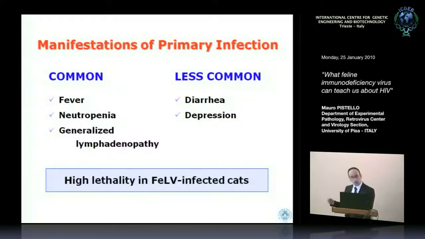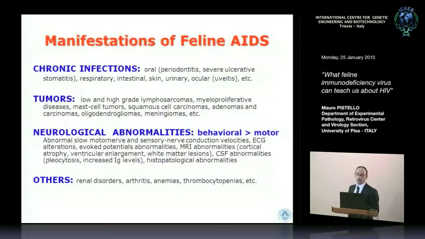But again, if the animals are able to recover, they stay well for a while until they arrive at feline AIDS. This occurs in about 30-40% of the animals living in nature, not in experimental conditions. Feline AIDS is characterized by a variety of diseases. You can have chronic infections, tumors, and a lot of neurological abnormalities because the virus is also in the CNS soon after 2 or 3 weeks post-infection. And you have other disorders. So nothing new, this is similar to what you observe in HIV.